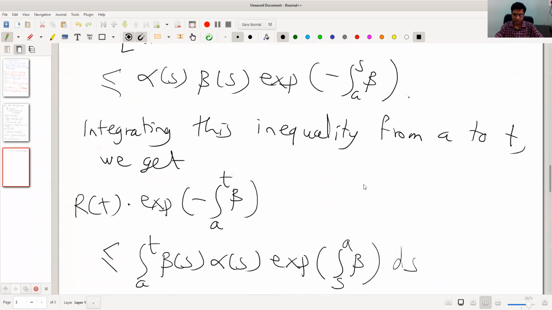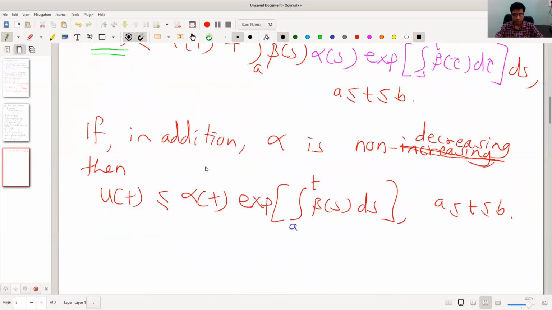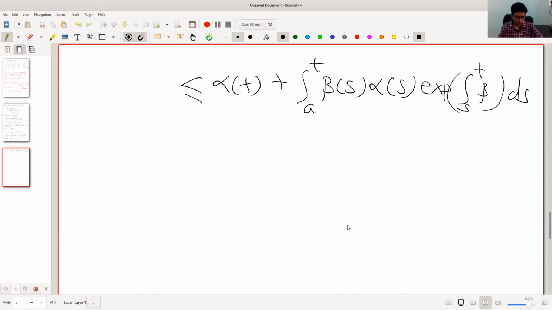Okay, our aim was to prove u of t is less equal alpha of t plus integral from a to t beta of s alpha of s e raised to integral s to t beta of tau d tau. So this we have proved. Now second part, that is we need to assume that alpha is non-decreasing and we have to prove this. Okay, so let us see. So this proves first part.